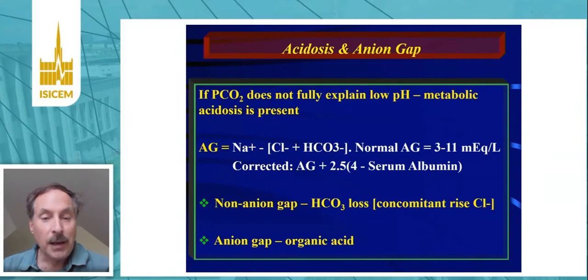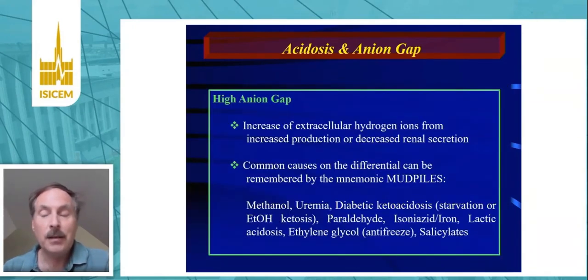So if there is a non-anion gap, the bicarbonate loss is concomitant with the rise in chloride, hence there is no gap. If there is an anion gap present, there is an organic acid present, which can be ruled out or investigated by using the mnemonic MUDPILES for the different diagnoses down below, whether it's methanol, diabetic ketoacidosis, lactic acidosis, etc.